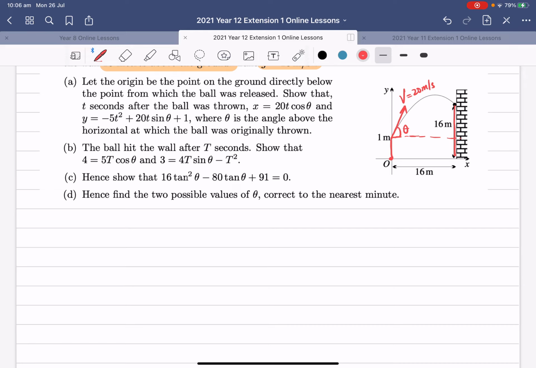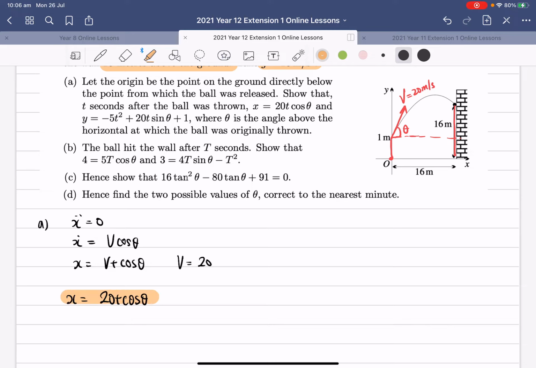Show that t seconds later, x is equal to that function and y is equal to the function here, where the angle is the angle above the horizontal at which the ball is thrown. So the first question is just to prove the equations of motion. That's easy. We'll start with x double dot is equal to 0. x dot is equal to v cos theta, and x is equal to vt cos theta. Now we know the initial velocity is 20, so when we substitute, we get x is equal to 20t cos theta. Okay, that's all for the first one.